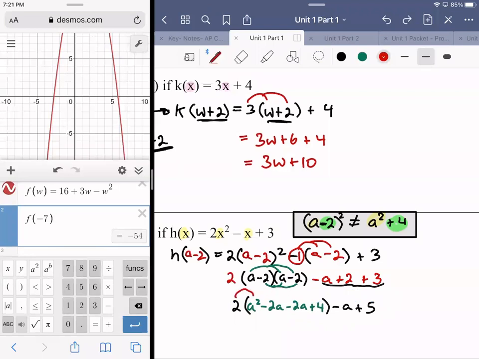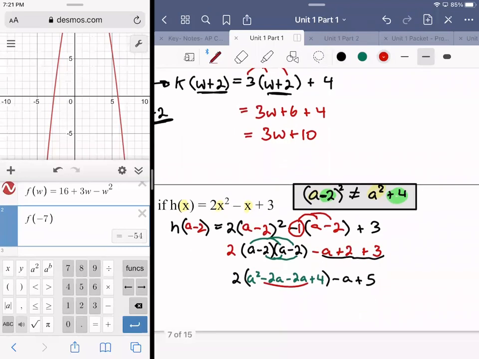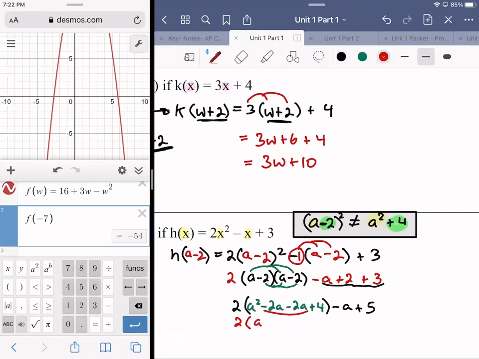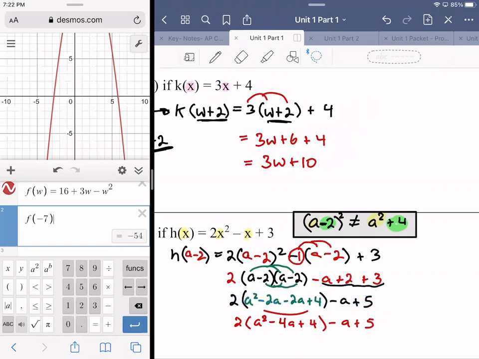Well, actually, I could combine those terms first. It really doesn't matter. It's going to be commutative, but I might as well combine them first. So 2 times a squared minus 4a plus 4 minus a plus 5. So now I'll run through with the 2. So 2a squared minus 8a plus 8 minus a plus 5.